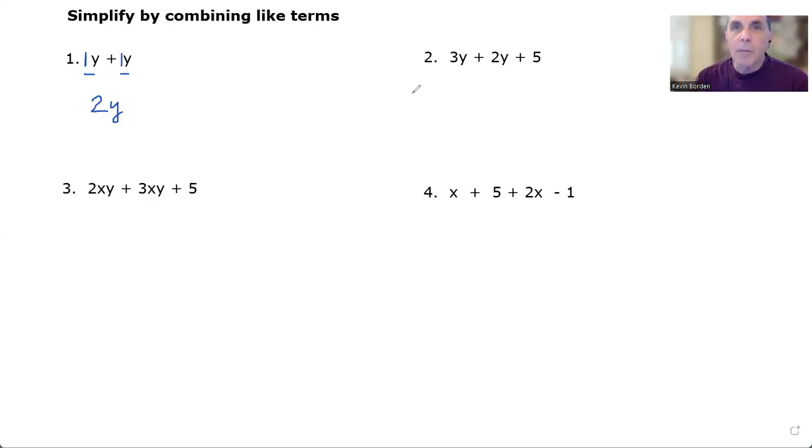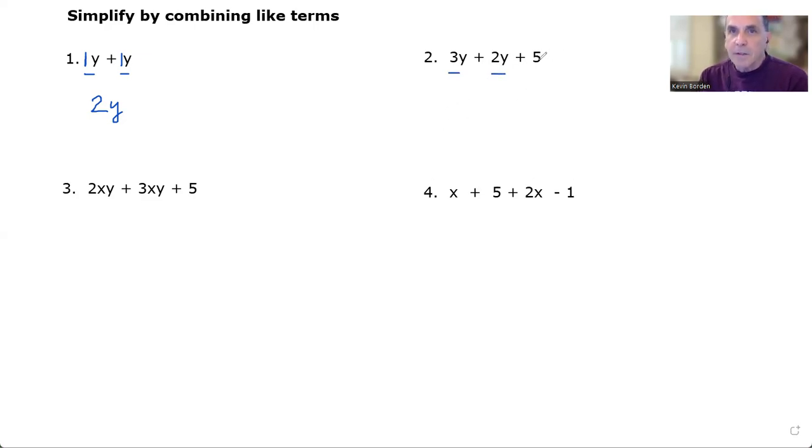Let's take a look at problem 2, and let's do the same thing. Let's identify our like terms. The coefficient in front of the variable does not matter. It's just the variable and its exponents. So this term with a y and this term with a y are like terms. So let's put one underline underneath those.